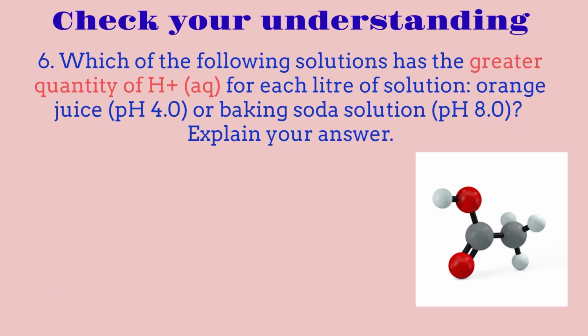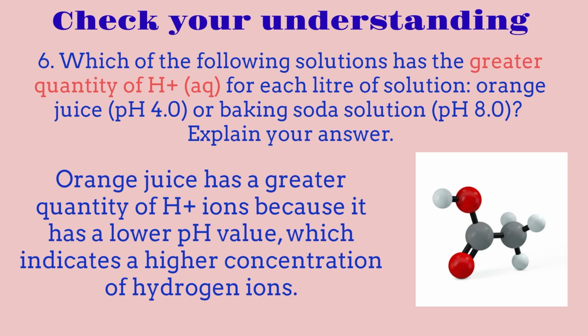And for question number 6, which of the following solutions has a greater quantity of H+ for each liter of solution? Is it orange juice, which has a pH of 4, or baking soda, which has a pH of 8? And then explain your answer. We know from our previous videos that H+ is found in acids. So since H+ ions are found in acids, we need to look at the pH. Orange juice has a pH of 4 and baking soda has a pH of 8. So which one is more acidic? We know that it is pH 4. So orange juice is going to be the one that has the greater quantity of H+.